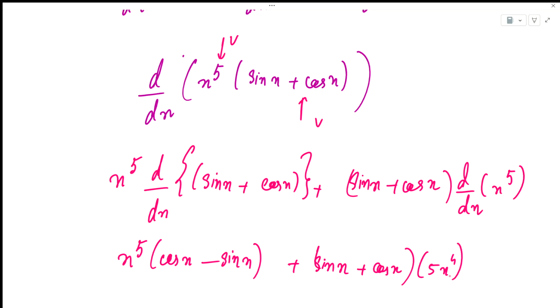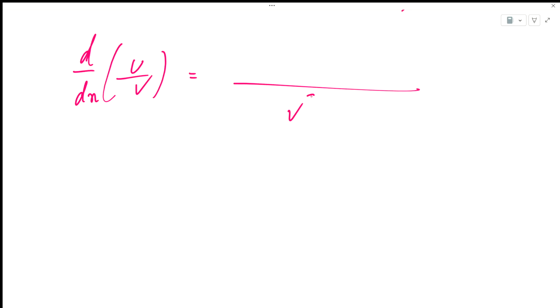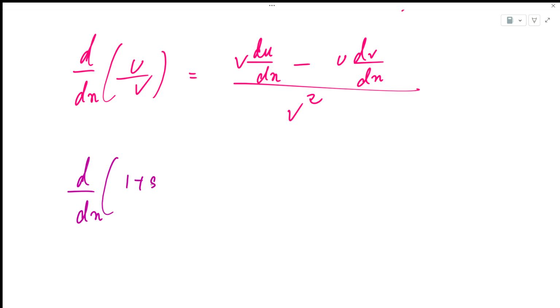Okay. Then next is the quotient rule. What is the quotient rule? d by dx of u by v is (v du minus u dv) over v squared. V goes out and du is differentiated, minus u comes out and v is differentiated. So please see d by dx of (1 plus sin x) divided by (1 plus cot x).